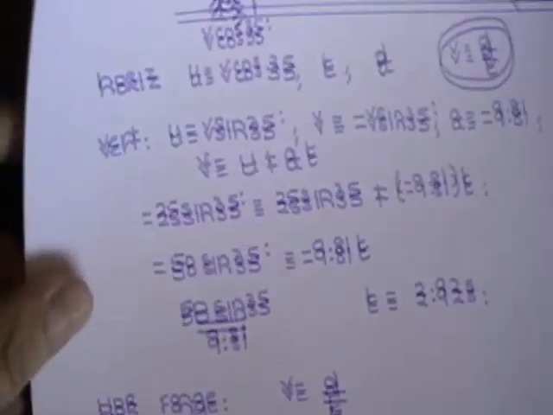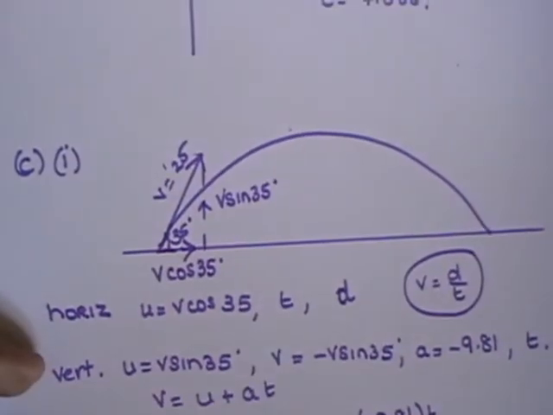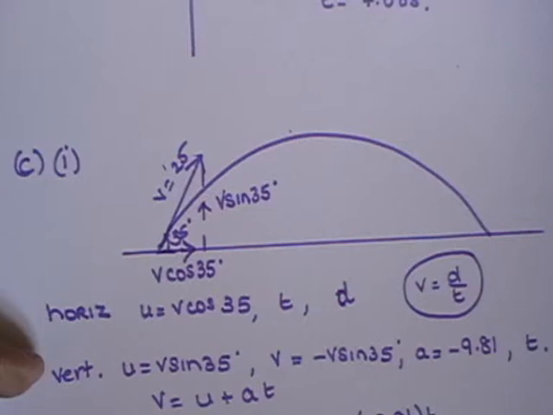Now part 2 asks you to find the magnitude and the direction of the velocity 0.6 seconds after projection.